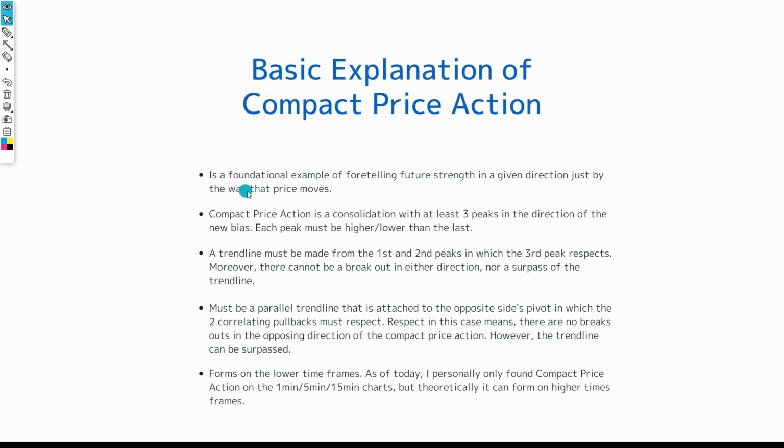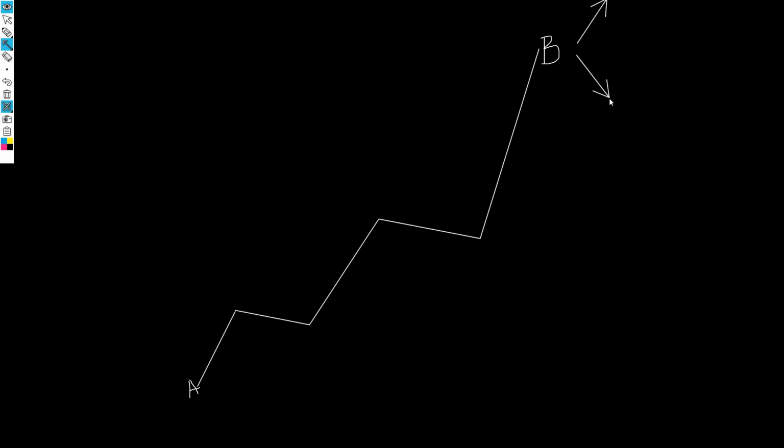Number one, it is a foundational example of foretelling future strength in a given direction just by the way that price moves. All right, let me use the blackboard on this one. So compact price action is a way to tell future strength just by the way that price moves. One thing you want to keep in mind with these types of price action tools is that, for example, if price was going up, and this is point A, and this is point B, in order to know beyond this point if there's future strength long, short, or neutral, it's not enough to know that price came from point A to point B.